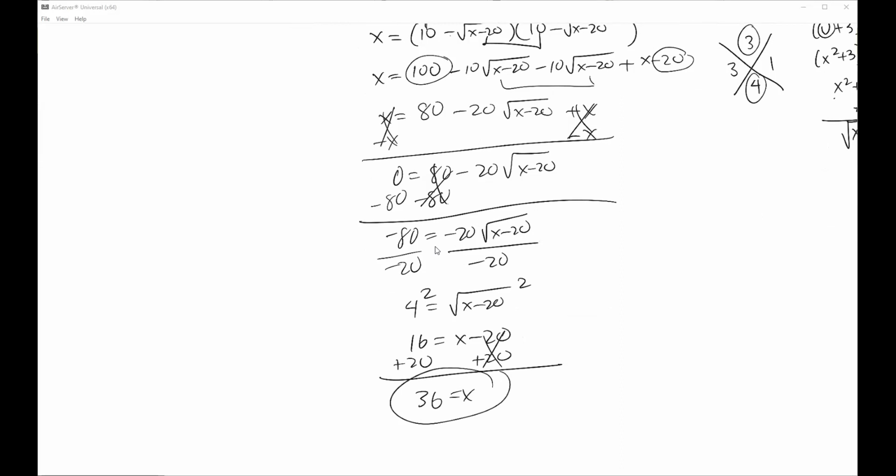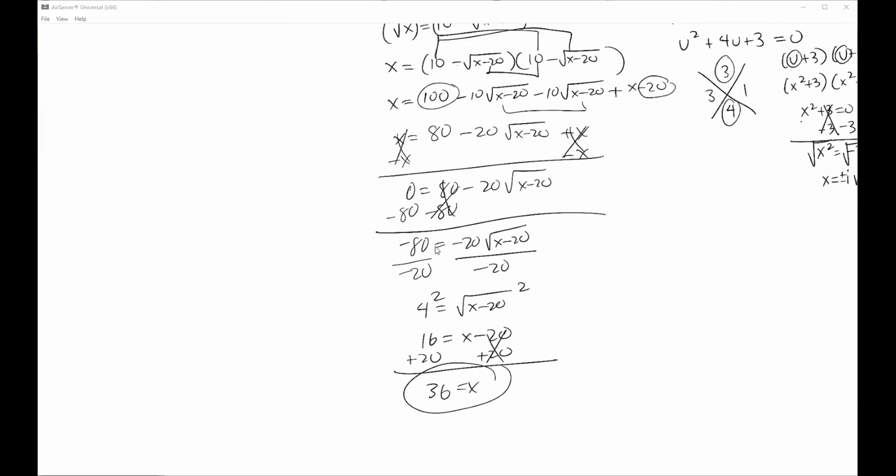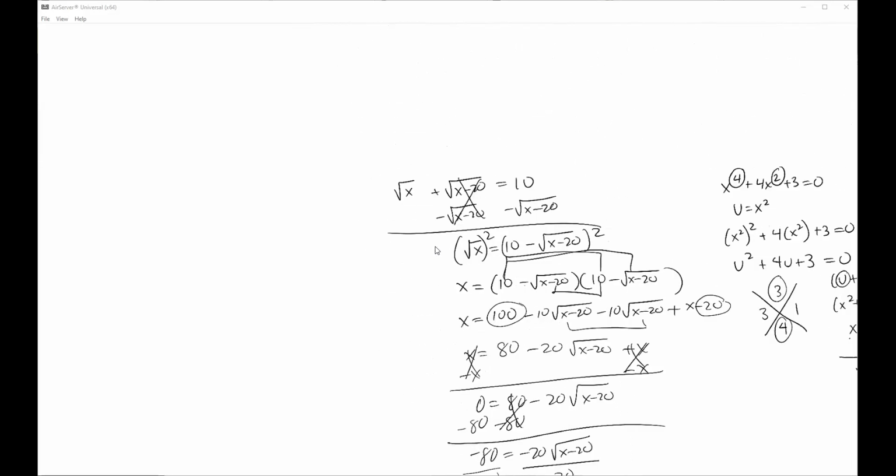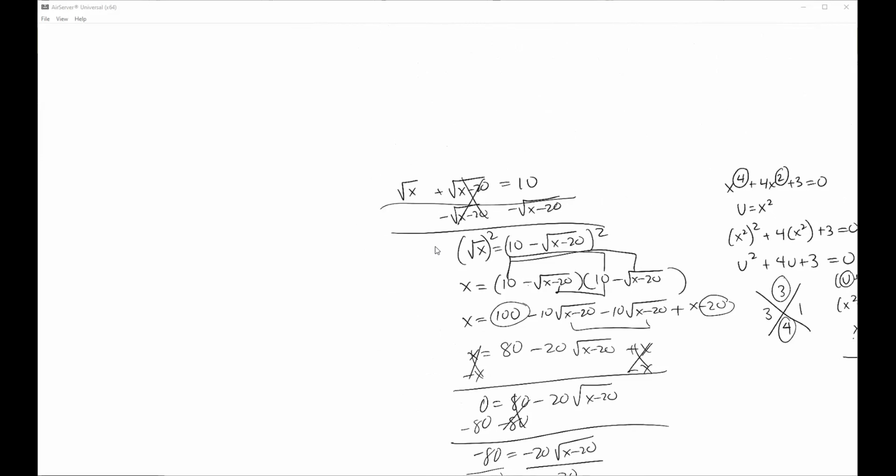And notice if you put the 36 inside of the original equation right here, it will equal 10, right? Radical 36 plus radical 36 minus 20 is equal to 10. This is 6. This is radical 16, this is 4. So 6 plus 4 is 10. Cool.